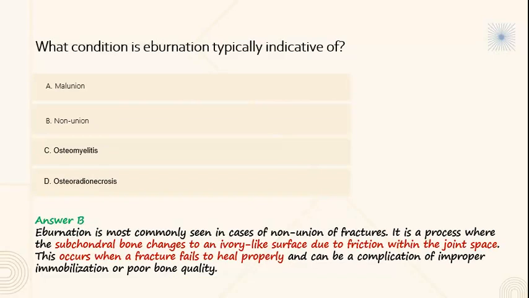What condition is eburnation typically indicative of? Answer B. Eburnation is most commonly seen in cases of non-union of fractures. It is a process where the subcondylar bone changes to an ivory-like surface due to friction within the joint space. This occurs when a fracture fails to heal properly and can be a complication of improper immobilization or poor bone quality.